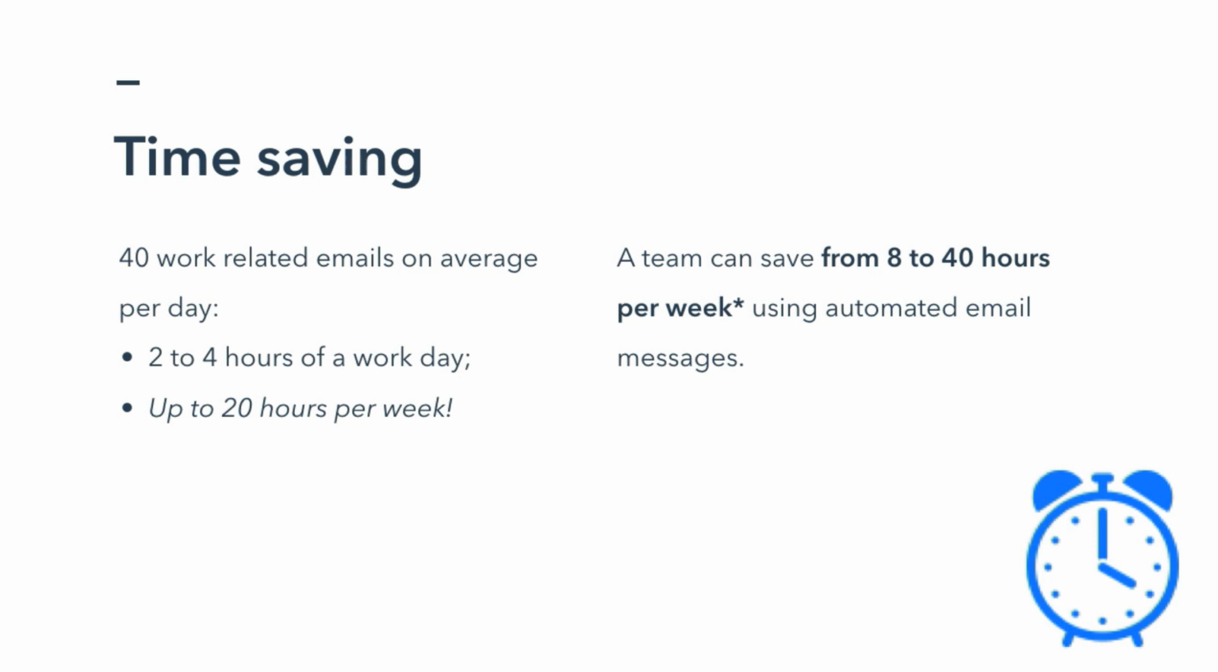We have gathered data from several teams that use our email templates and got to the conclusion that teams can save from 8 to 40 hours of work per week by setting up automated emails. This value varies because it depends on the amount of emails and the complexity of them.